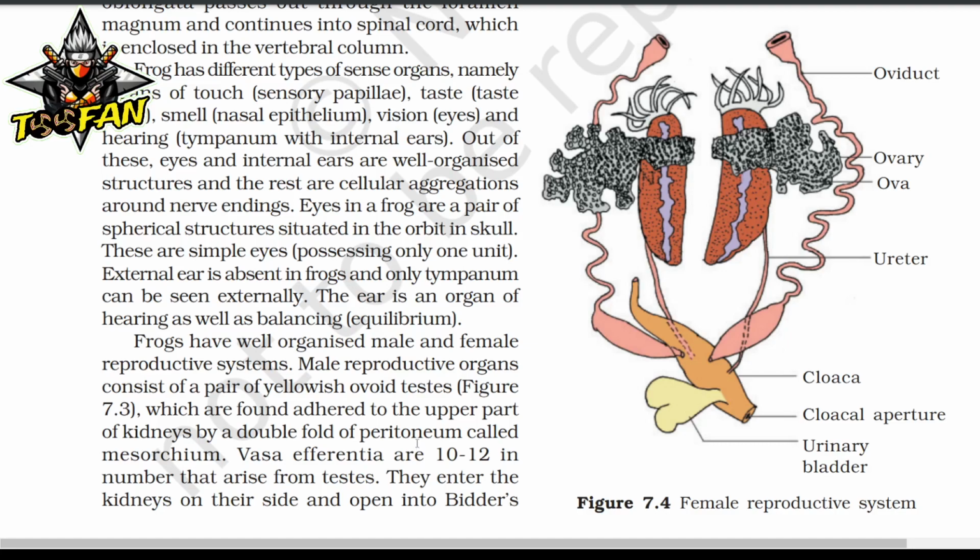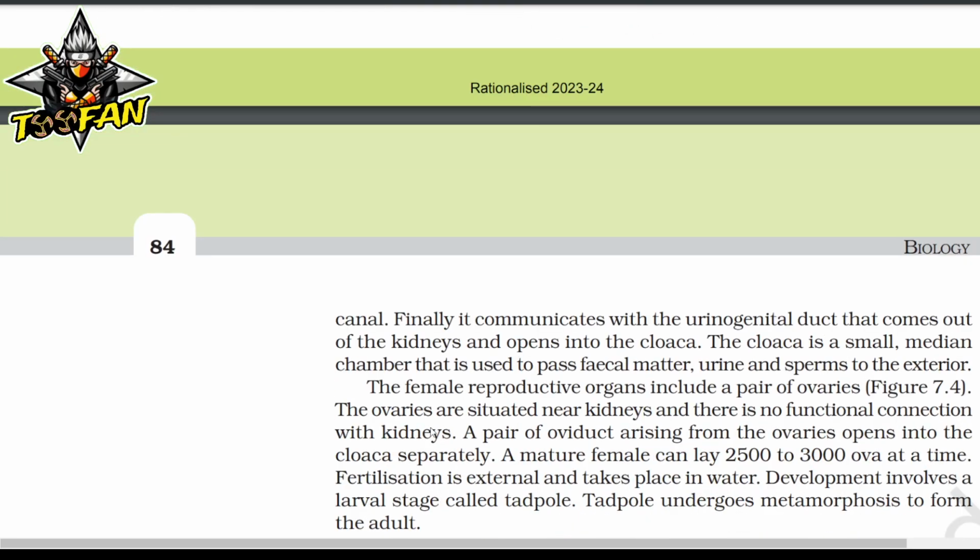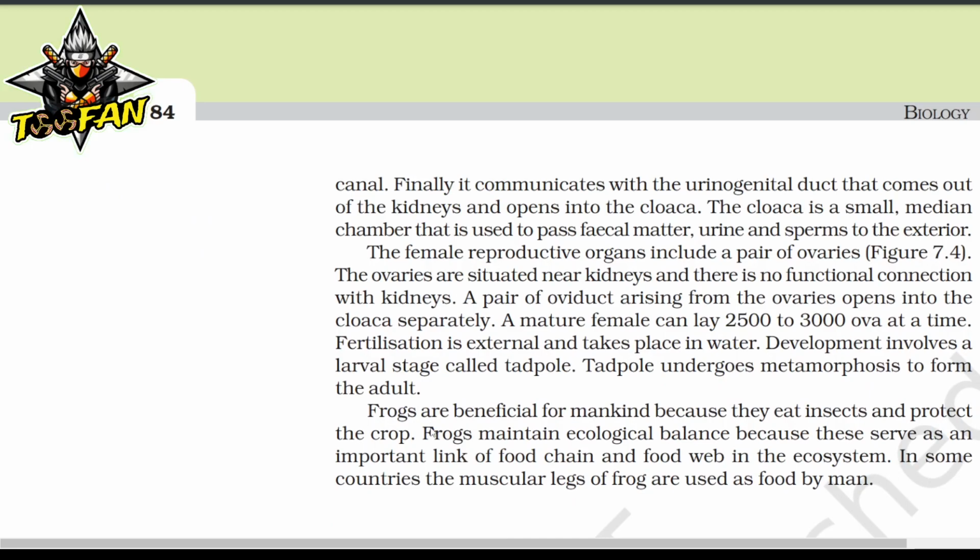Frogs have well organized male and female reproductive systems. Male reproductive organs consist of a pair of yellowish ovoid testes which are found adhered to the upper part of the kidneys by a double fold of peritoneum called mesorchium. Vasa efferentia are 10 to 12 in number and arise from the testes. They enter the kidneys on their side and open into Bidder's canal. Finally, it communicates with the urogenital duct that comes out of the kidney and opens into the cloaca. The cloaca is a small median chamber that is used to pass fecal matter, urine, and sperm to the exterior.